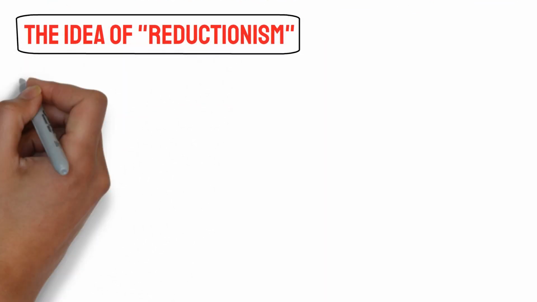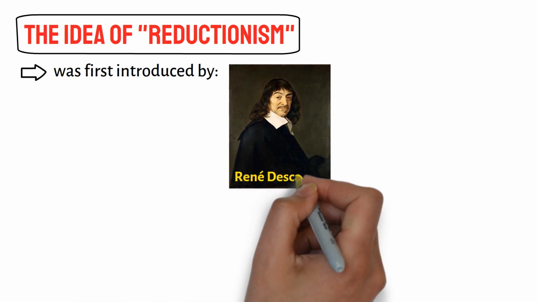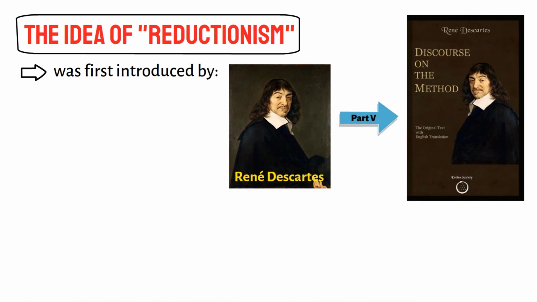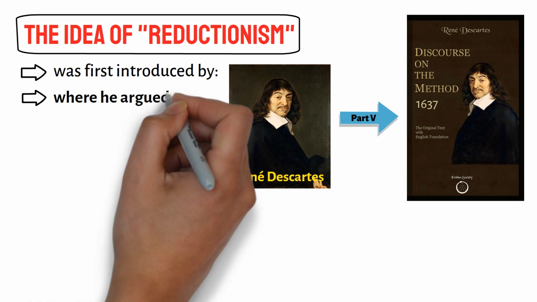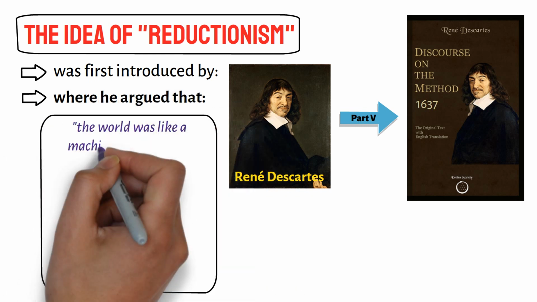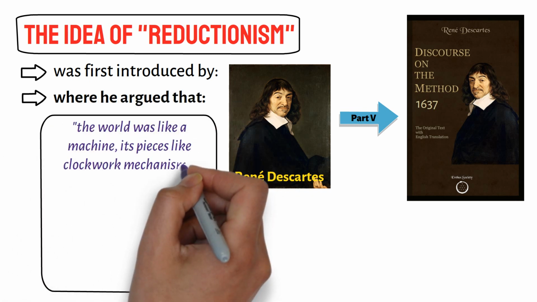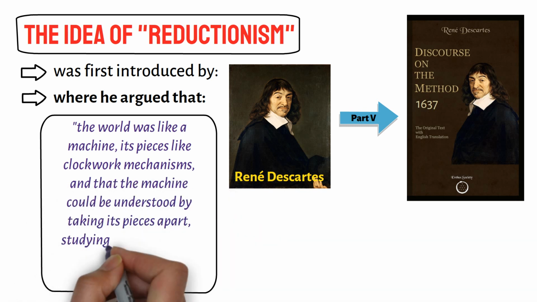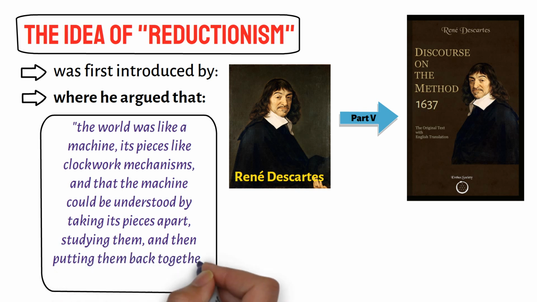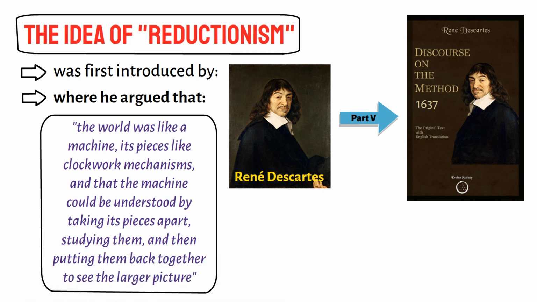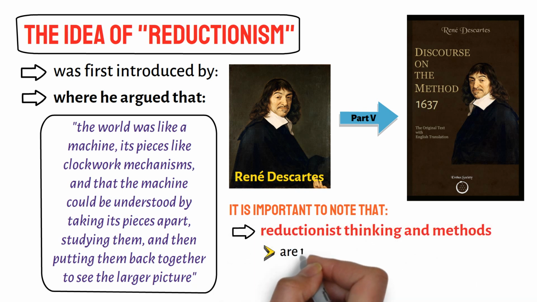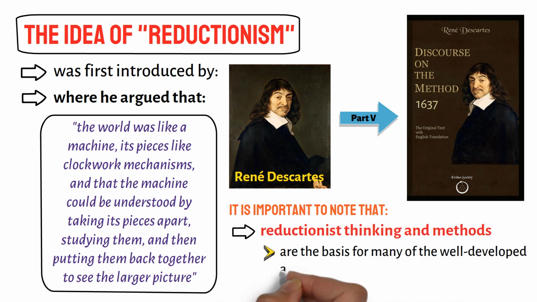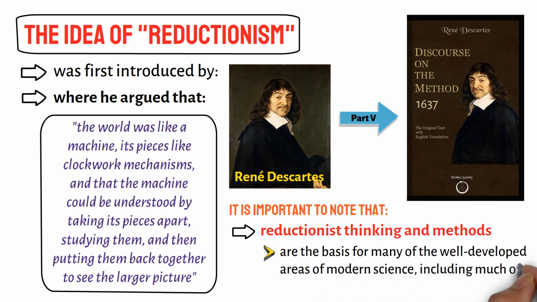The idea of reductionism was first introduced by René Descartes in Part 5 of his Discourse on the Method of 1637, where he argued that the world was like a machine, its pieces like clockwork mechanisms, and that the machine could be understood by taking its pieces apart, studying them, and then putting them back together to see the larger picture. It is important to note that reductionist thinking and methods are the basis for many of the well-developed areas of modern science, including much of physics, chemistry, and cell biology.